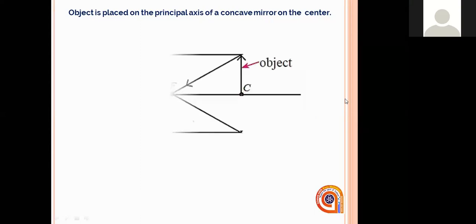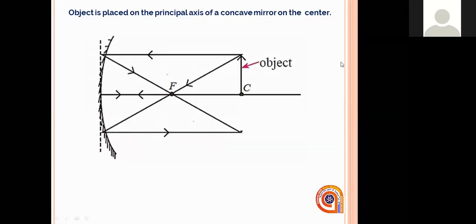Let me go for the next one. It's D, but I'm not taking part D here because in between C and D, there is another occasion. That occasion is what I'm taking. That is, you see there, the object is placed on the principal axis of a concave mirror on the center. Can you see that we have kept the object on the center of curvature?